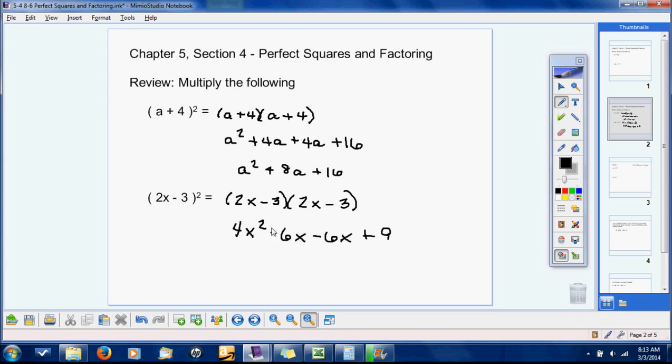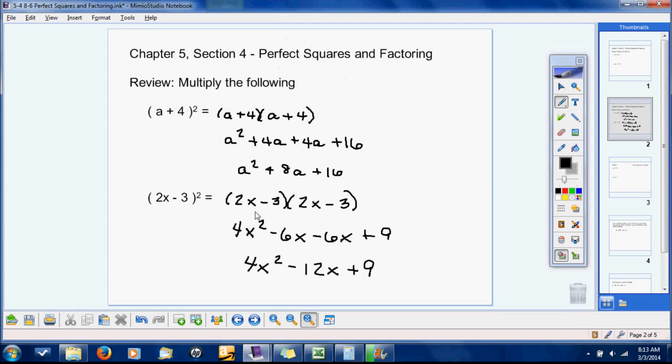The middle is 2 of these terms. The middle term is 2 of the product of the two terms in the binomial. So it follows a pattern. And that pattern is what we can use as a shortcut, should you notice it, when you're going to factor something that is a perfect square.